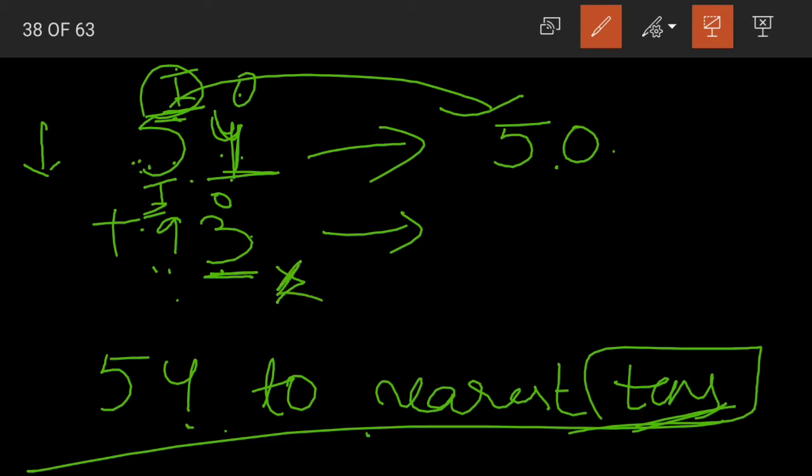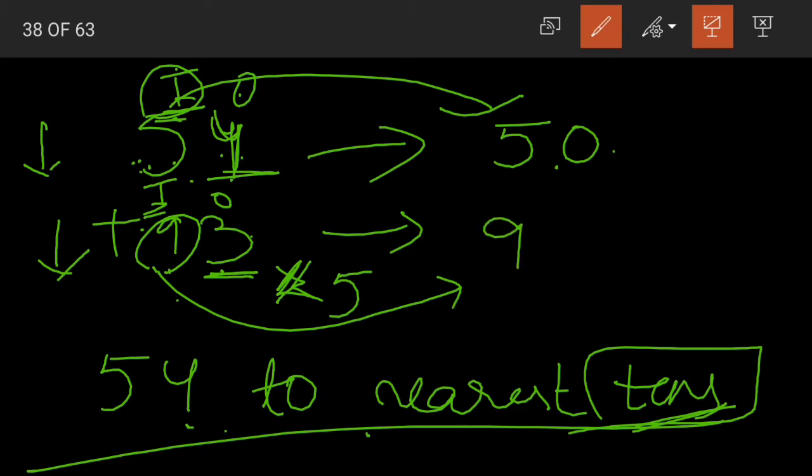Now coming to 93, 3 is in ones place. It is less than 5. Yes, again this number is rounded down. 9 is written as it is. Instead of 3, we will write 0. Now 54 becomes 50. 93 becomes 90. Now we need to add these two. 0 plus 0, 0. 5 plus 9, 14.